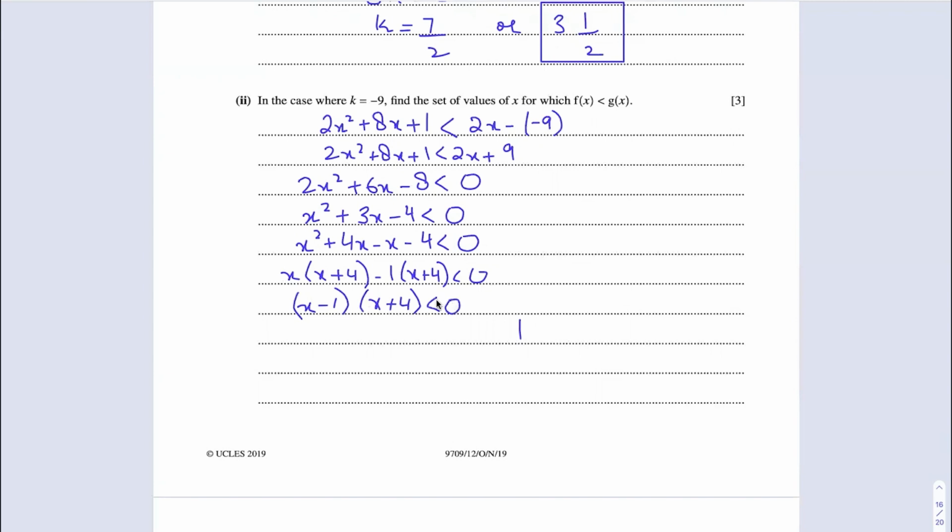Now to get the correct inequality sign, we can first draw the x-axis. We know that this point is -4 and this point is +1. As it is less than 0, basically this is the region where the graph is negative or less than 0. So we know that the value of x has to be greater than -4 and x is less than 1.